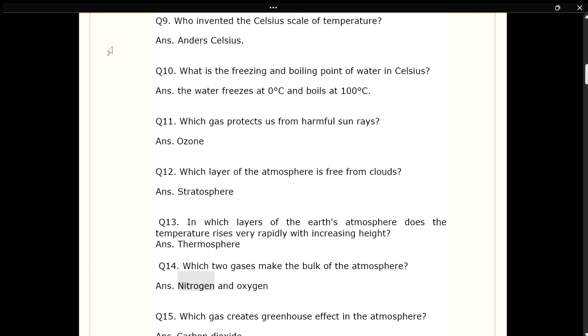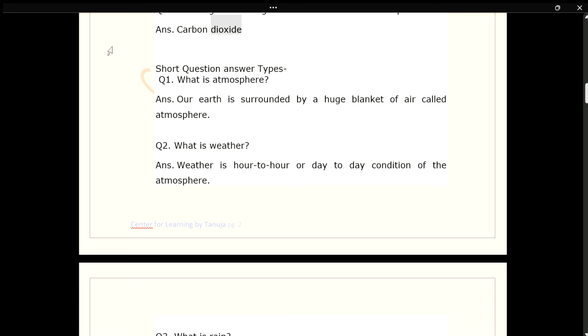Ans. Nitrogen and oxygen. Q15. Which gas creates the greenhouse effect in the atmosphere? Ans. Carbon dioxide. Short question answer types.